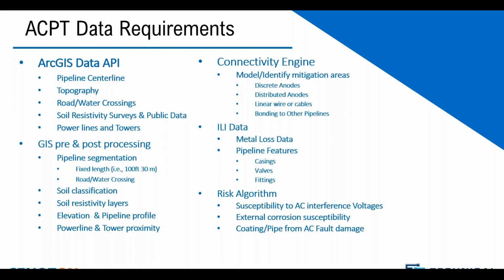Our connectivity engine, which I'll briefly touch on, allows you to identify where your current mitigation efforts are. So where you might have your anodes, exactly on what pipelines and their location, or what segment they're located on, any wires or cables, and bonding to other pipelines. So we can identify that in our connectivity model, either in an automated way or on a per project basis. And that allows for feeding that data into the risk algorithm for current and future needs.